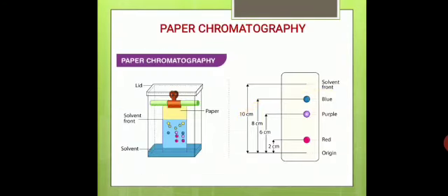So this is how we have to set up the paper chromatography. Here you are having the chromatographic paper, or a filter paper also we can use sometimes, and this is the beaker which is having a solvent. The solvent we will use here is water. Then you have to place the black spot.